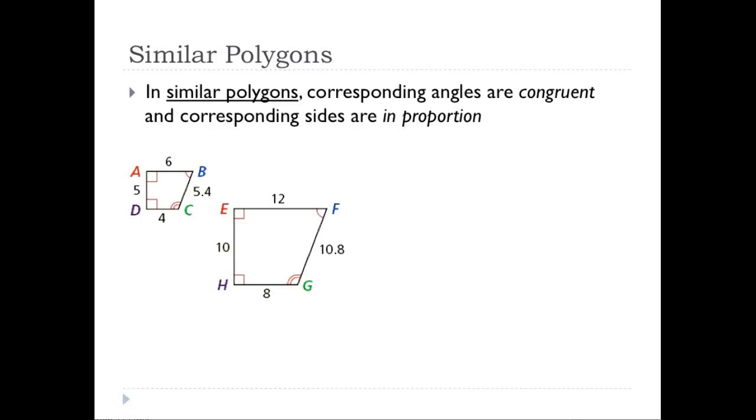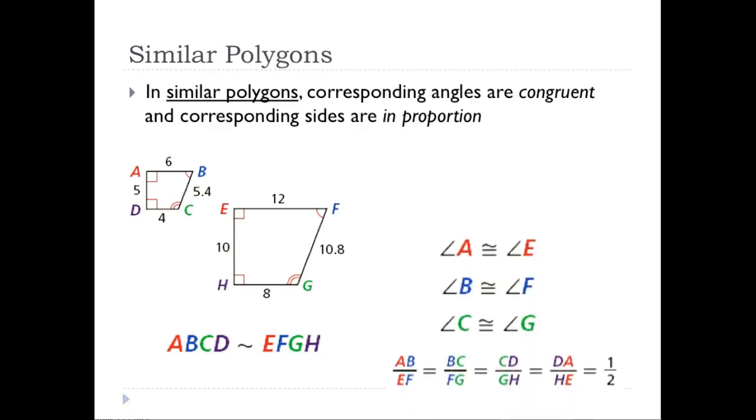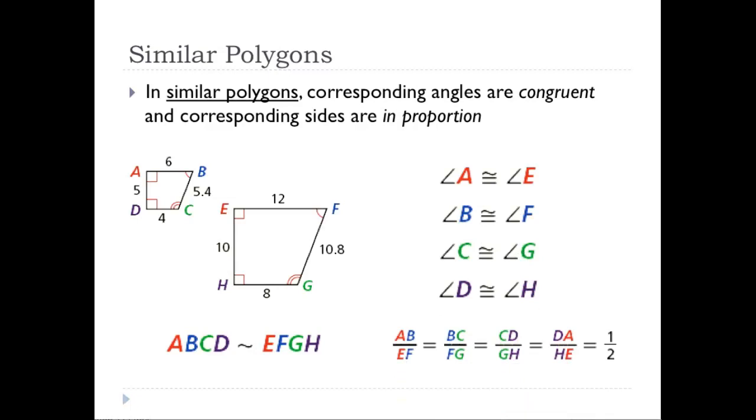So here we have ABCD similar to EFGH, and that is written in a very particular manner. This tells us that angle A is congruent to angle E, B with F, C with G, and D with H. And then we also know that the corresponding sides are in proportion. That means AB is in proportion to EF, BC in proportion to FG, CD with GH, and DA with HE. In this particular case, they're all in that ratio of 1 to 2. Take a look at example 1.